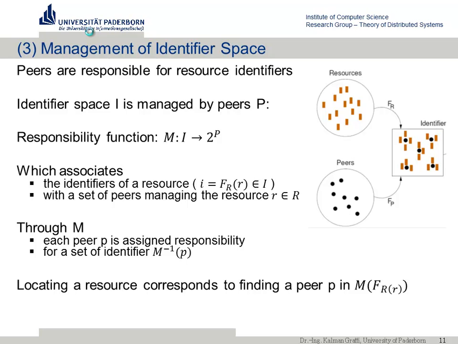And the main goal of the next step, step number 4, is to locate the corresponding resource. Locating the resource means, at the end, to find a peer which is responsible for it. And with that we can have a routing based on the peers in order to find the resources that we need.